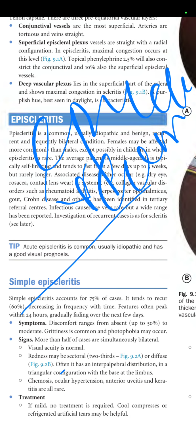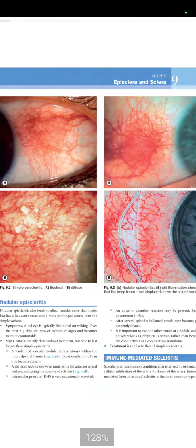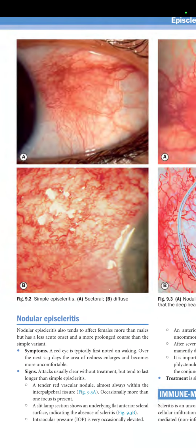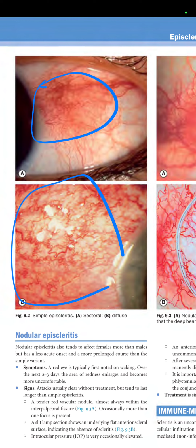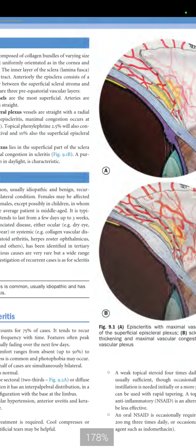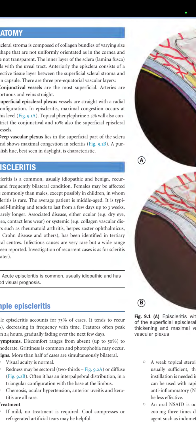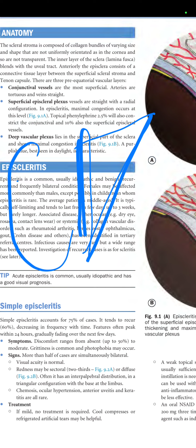It usually occurs in the anterior two-thirds. Look, here it is simple episcleritis. A is showing the sectoral involvement of the episclera, and B is showing the diffuse involvement of the episclera. And its base is at the limbus. So you will see like this. So this is an eye, the base is at the limbus.